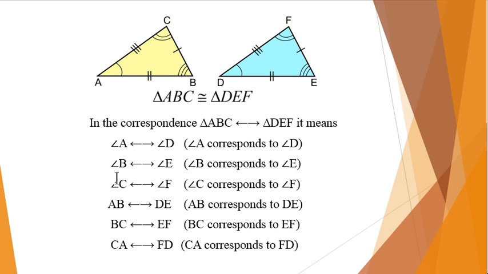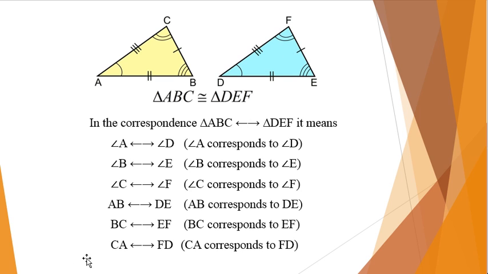Then angle B corresponds to angle E, so it is indicated with 3 arcs. You are watching angle B and angle E, and after that angle C corresponds to angle F. This is indicated by 2 arcs, as you are watching over there. So the arc is for the angle indication.